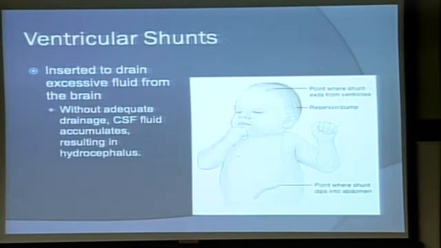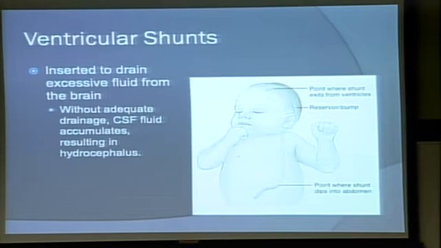Ventricular shunts are put in for hydrocephalus, and so the shunt runs directly from usually the right or left ventricle, and there's a little reservoir pump in the back. Then the shunt goes into the abdomen, and the fluid drains into the peritoneum. Sometimes these things get plugged. Sometimes you get an infection.